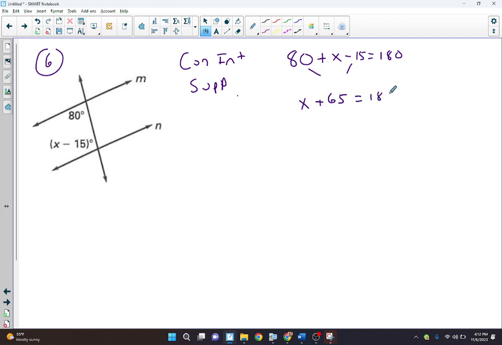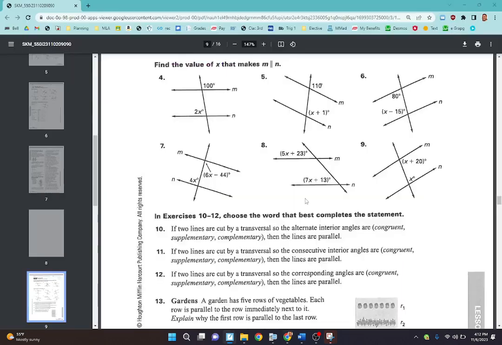Consecutive always equals 180, and the other ones are equal: alternate and corresponding. Alternate interior and alternate exterior are both congruent. So alternate and corresponding are equal, and consecutive is supplementary. And corresponding is also congruent.